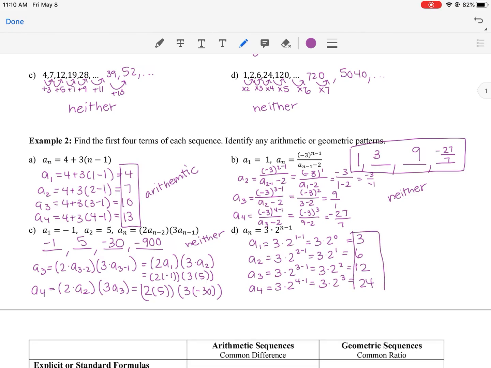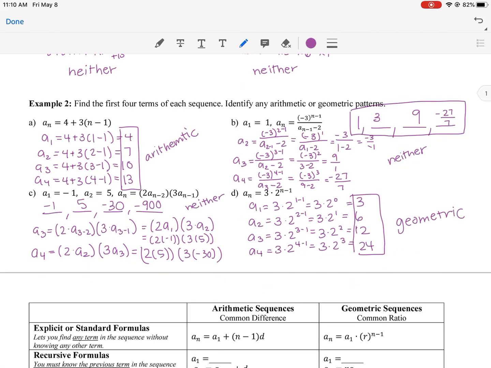So these are our first 4 terms, and you may recognize that as geometric. And notice it looks like an exponential equation.